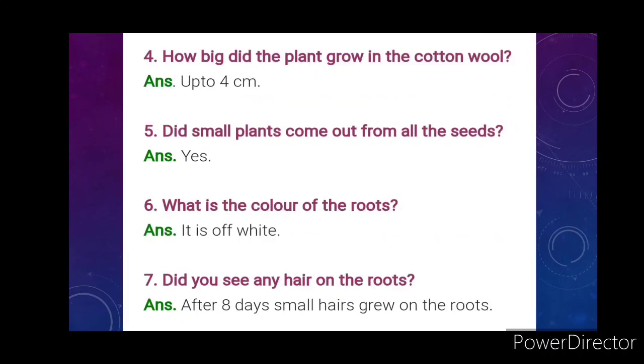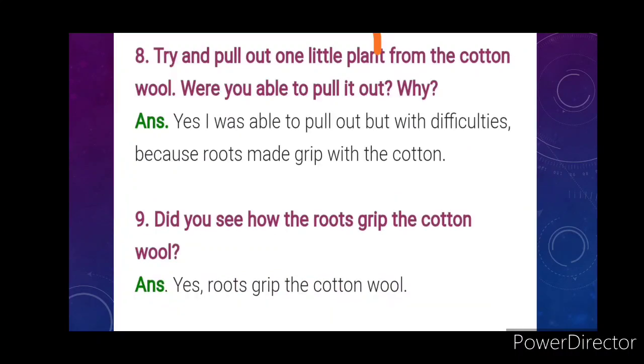Next, how big did the plants grow on the cotton wool? Maybe up to 3 centimeters, 4 centimeters. Did small plants come out from all the seeds? Yes, small plants are coming out. What is the color of the root? It is off-white. What did you see? Any hair on the roots? The small sprouts look like hair. So after 8 days, you can see small hairs grow on the root.